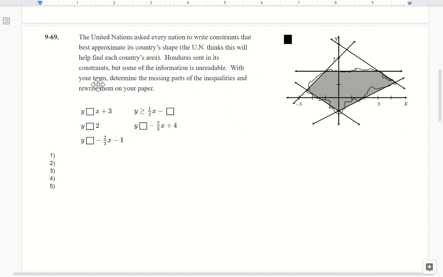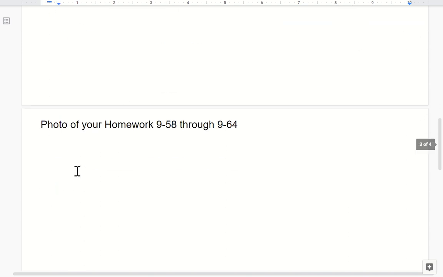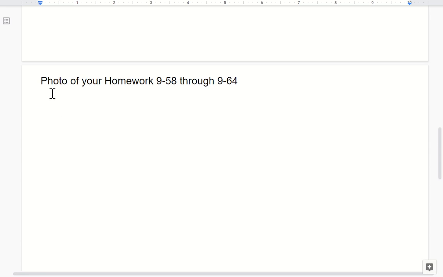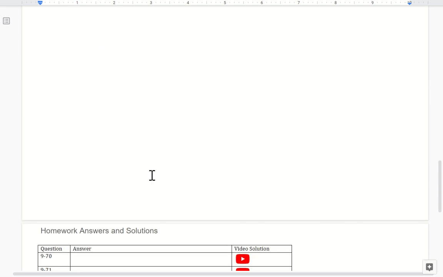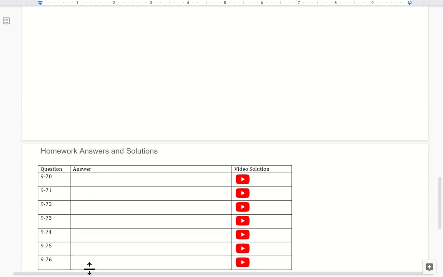With your team, you could call someone, share your Google Doc and work on it together and talk at the same time. With your team, determine the missing parts of the inequalities and write them on your paper. So I'm just going to ask you to type them here. And then the final thing I want you to do is put a photo of your homework below here, questions 58 through 64 today. As is usual, I'm going to be providing all the answers below and links to my video solutions.